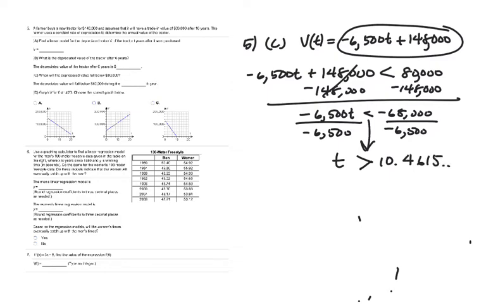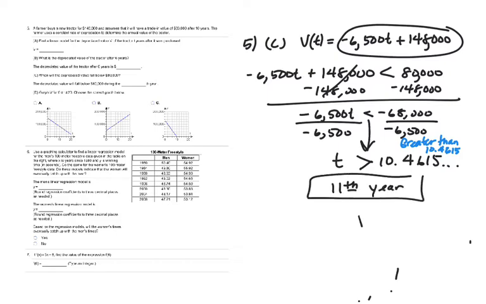10.4615... So in this case here, we want to put the year, and in this case, we can't put the 10th year because it has to be greater than 10, so it'll be the 11th year, okay? Okay, and in the 11th year, the value will fall below 80,000.